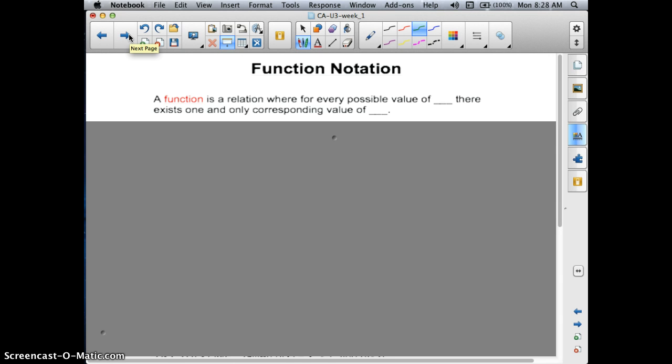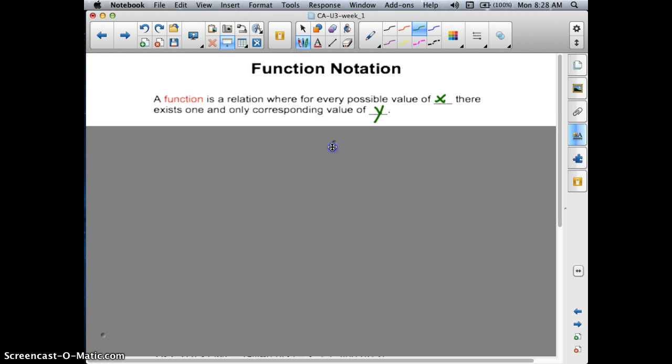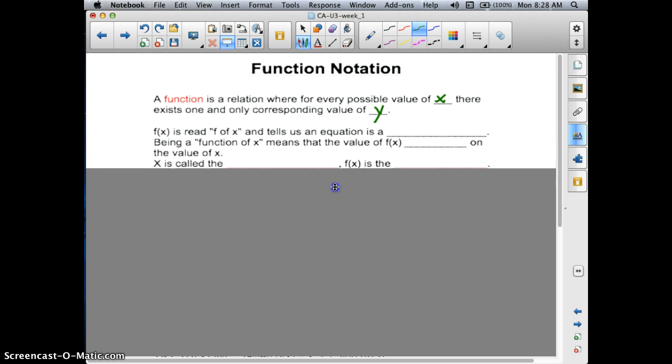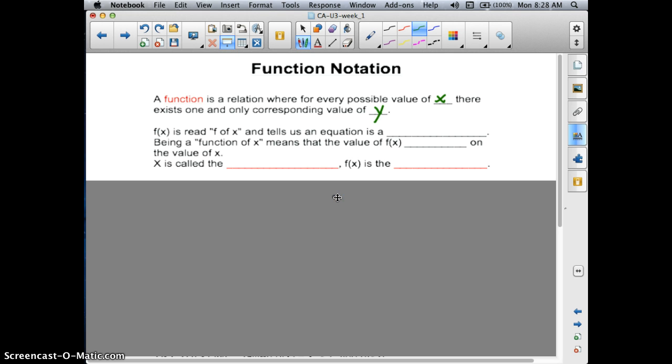A function is a relation where for every possible value of x, there exists one and only one corresponding value of y. f(x) is read "f of x," and it tells us that an equation is a function. So if we use this notation, we are saying that this is a function.